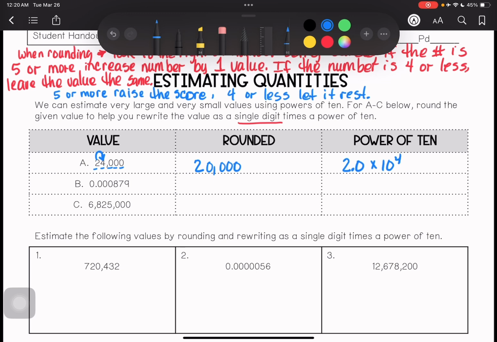I can write this as 2.0 times 10 to the 4th power. Letter B, our number 8 is where we want to round. So we're going to look to the right of 8, which is a 7, which means our 8 will round up to a 9. So we round this as 1, 2, 3, and place a 9. That means everything behind it will drop off. And to write this in scientific notation, a number between 1 and 10, is 9.0 times 10 to the negative 4.